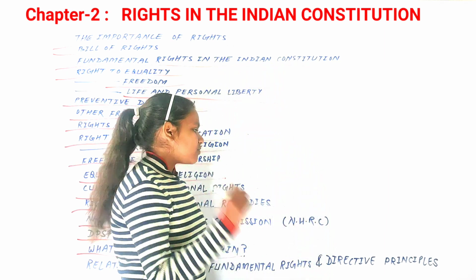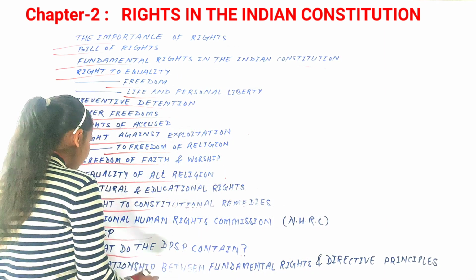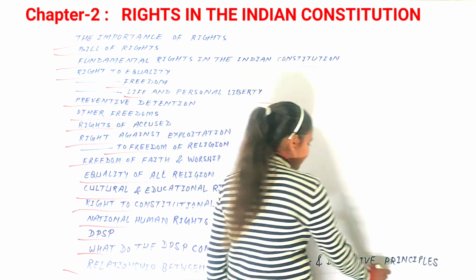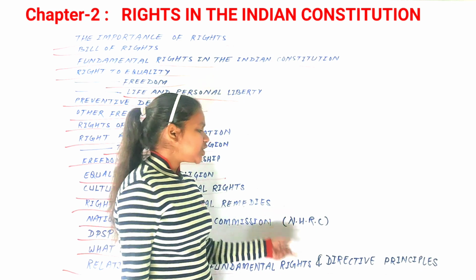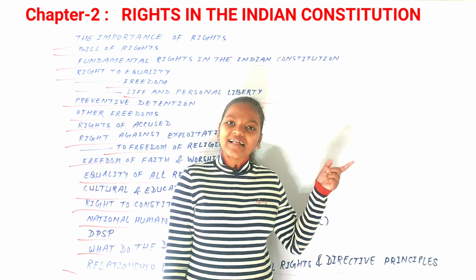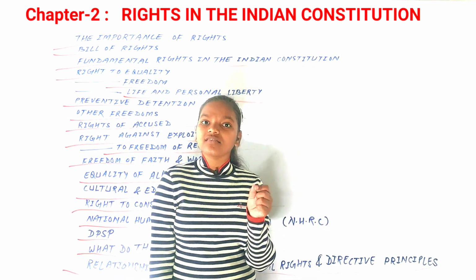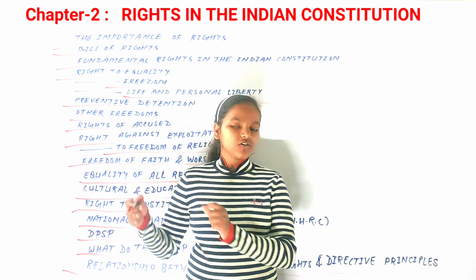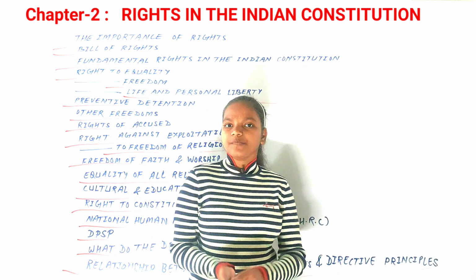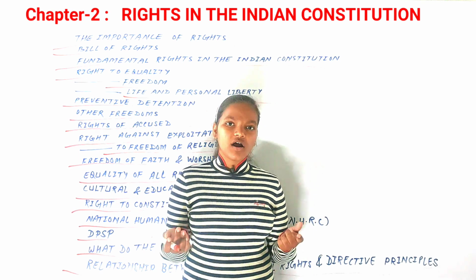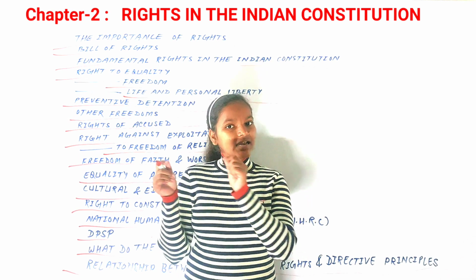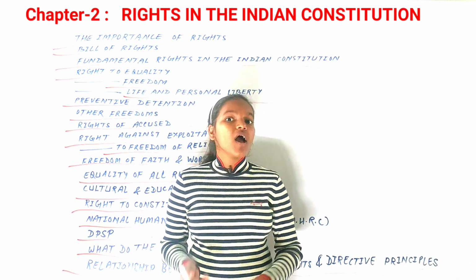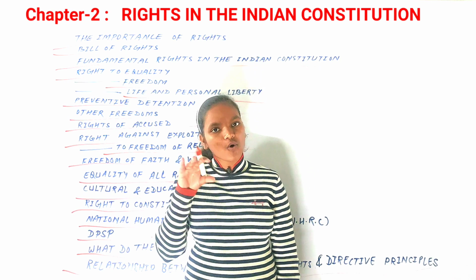Now, the last but not the least topic here is the relationship between fundamental rights and directive principles. This used to be a very big and very controversial topic. You know what fundamental rights are? They are the rights for individuals. At the same time, the directive principles of state policy are for the well-being of the whole society.